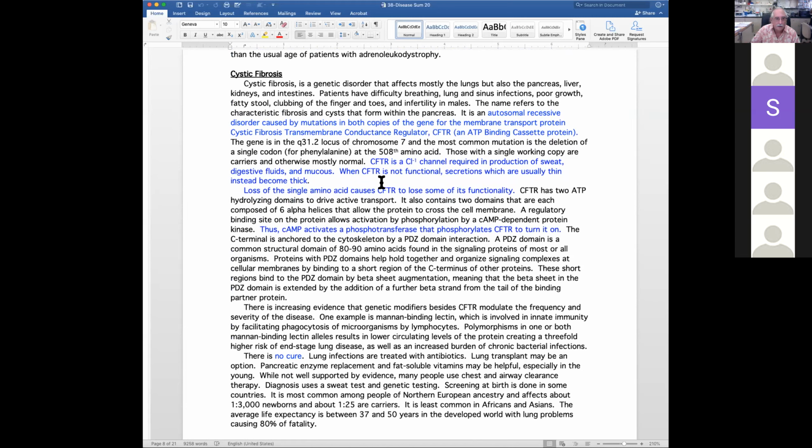And so, look at this. It's an autosomal recessive disorder caused by a mutation in both copies of the gene for the membrane transport protein. And when that's not functional, secretions get thick, hard time breathing. It is very similar to what people are dying from COVID-19. They lose the ability to exchange respiratory gases.